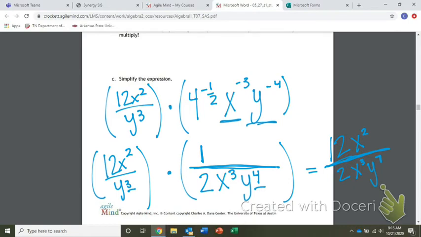Now I have to subtract my x's, so I'm going to move up here. So I have 12. Well, let me back up. What's 12 divided by 2? 6. And then I have an x. 2 minus 3 is a negative 1 over y to the 7. But there's a negative. So guess what I do? I leave 6 on the top and I move x to the bottom.